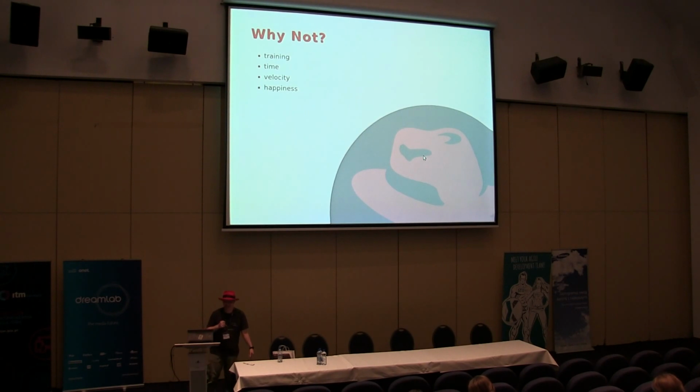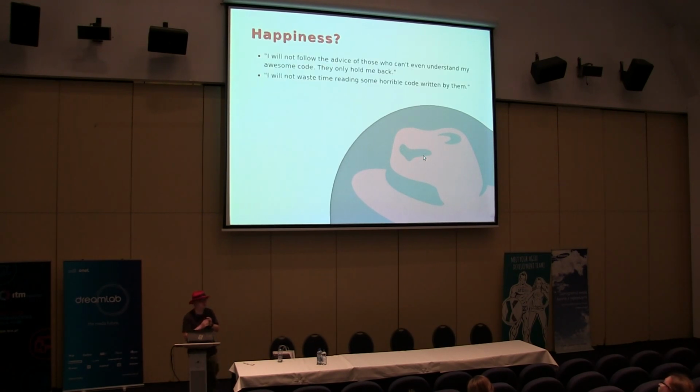And the last one is happiness. And I suspect that it's actually the most important one. Happiness of the developers. The developers don't like doing code review, and they cite in particular two things when they say why. The first is, I will not follow the advice of those who can't even understand my awesome code. They only hold me back. And the second argument is, I will not waste time reading some horrible code written by them.